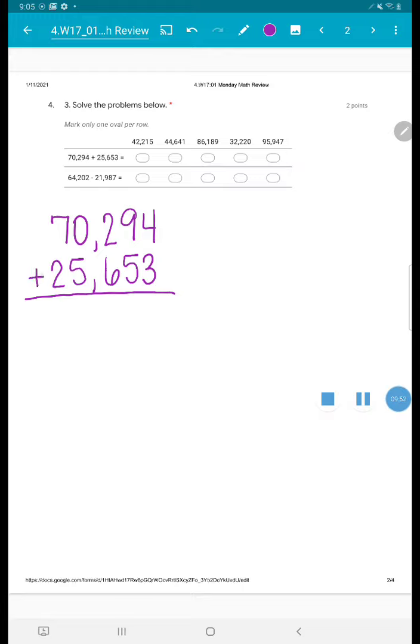So I'll add my ones place value first. 4 plus 3 is 7. 9 plus 5 is 14. Regroup the 1. 1 plus 2 plus 6 is 9. 0 plus 5 is 5. And 7 plus 2 is 9. So the correct answer is 95,947.